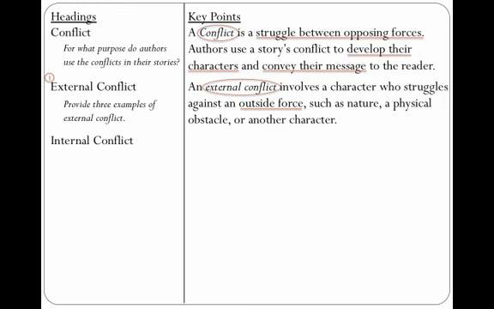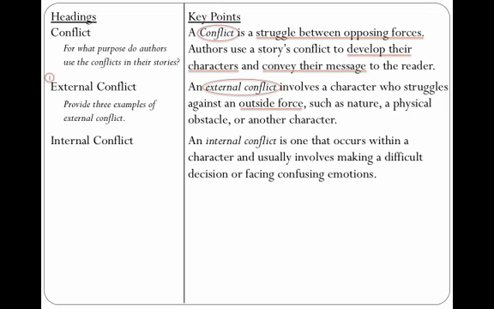Next, we have internal conflict, which is the second kind of conflict. An internal conflict is one that occurs within a character and usually involves making a difficult decision or facing confusing emotions. These are some annotations and a question. Provide 3 examples of internal conflict.